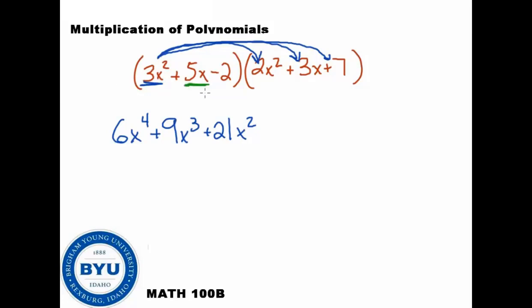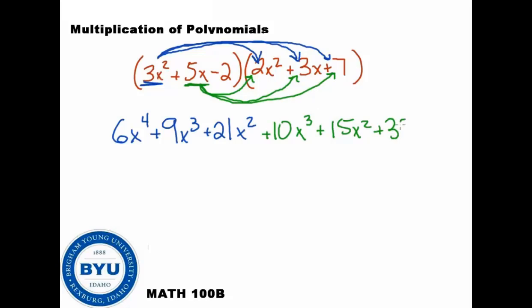Next part. I'll even change colors here just for fun. We're going to do this 5x. 5x times 2x squared comes out to be 10x to the 3rd because, again, we add the powers. 5x times 3x is 15x squared, and 5x times 7 is 35x. Okay, nice.